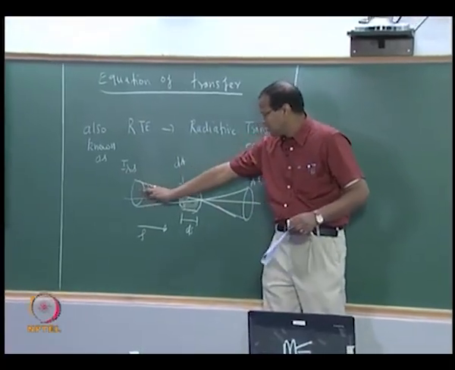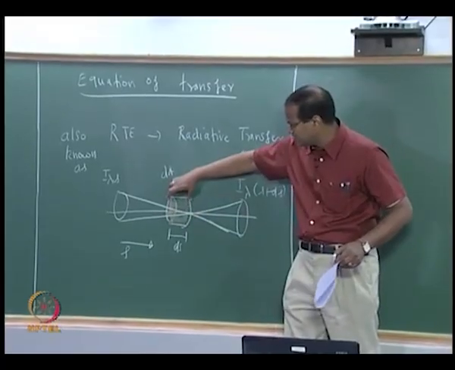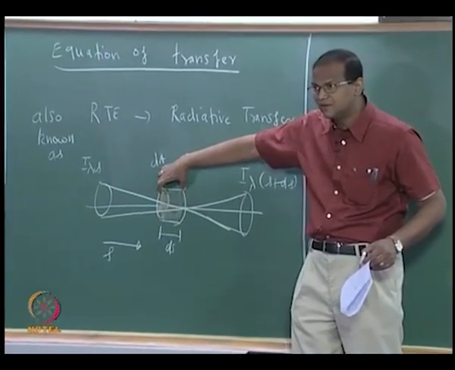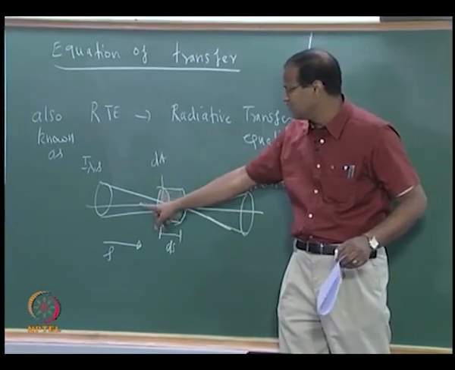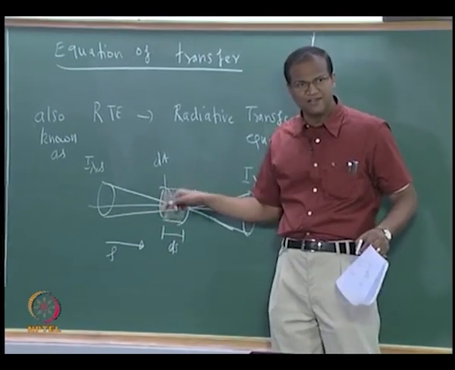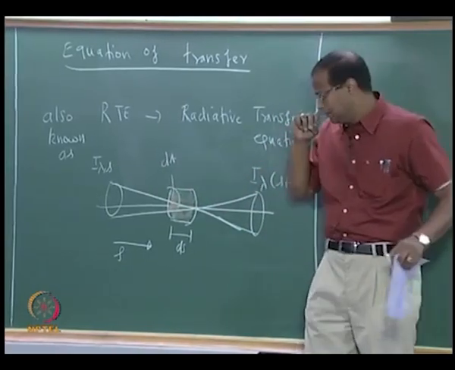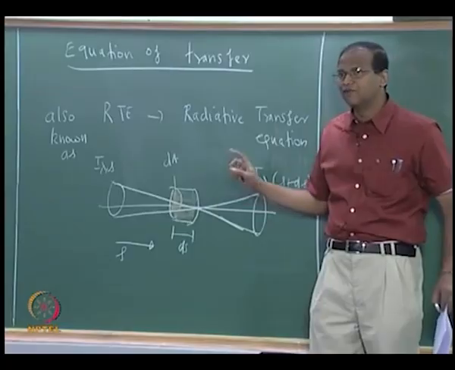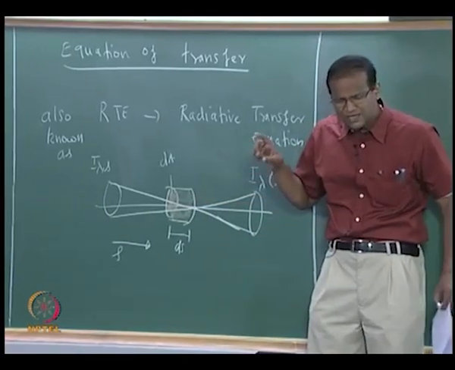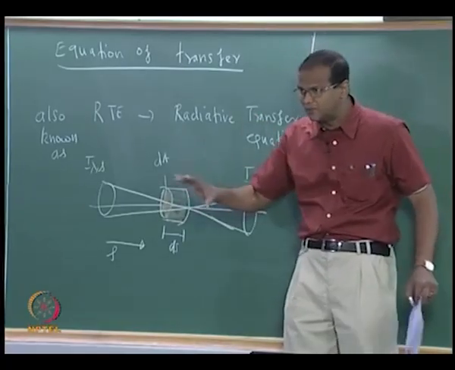So some I lambda is coming and it is going out. It is basically going through a distance ds. The area dA is normal to the direction S. The radiation is traveling in a direction normal to the area. Now we are trying to find out the rate of change of the intensity of the radiation when it is passing through this gas volume.